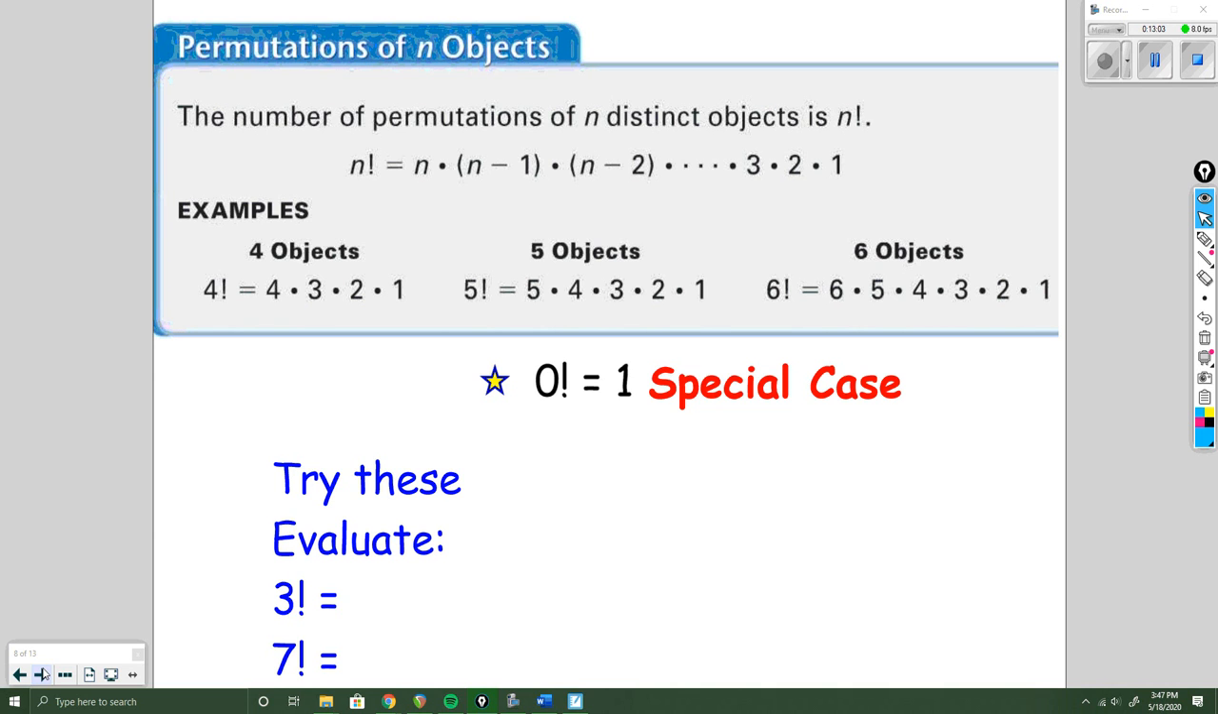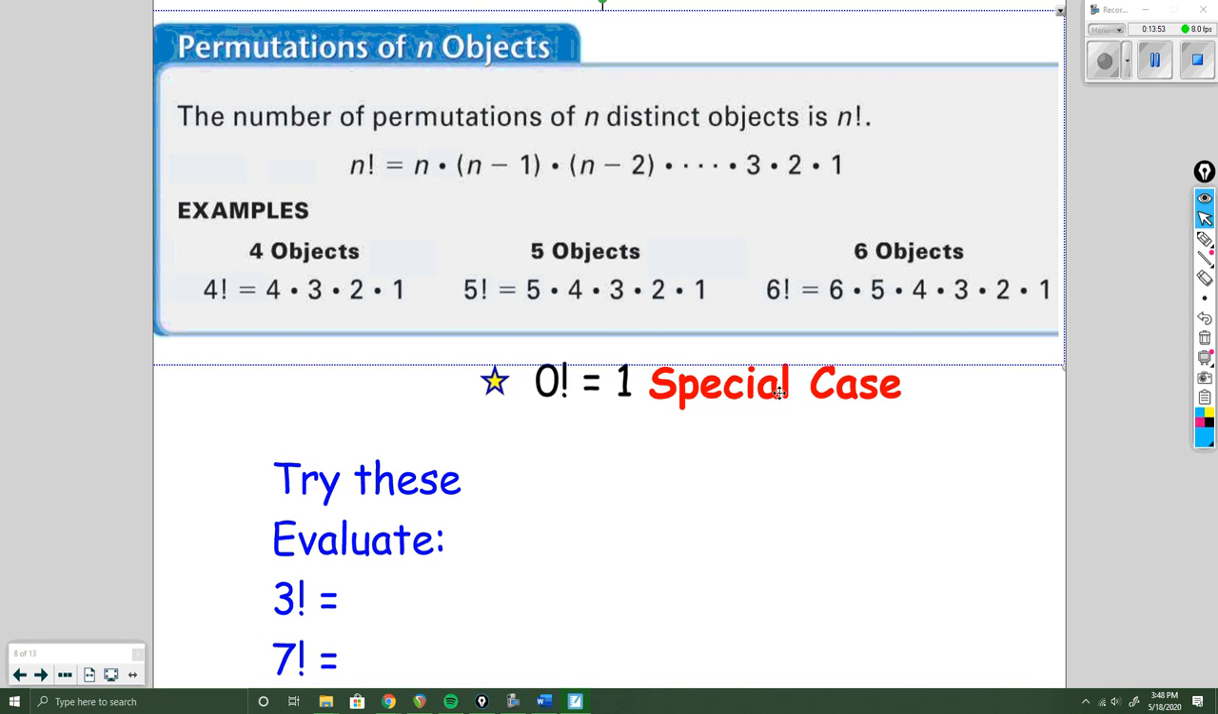All right, so here is one of the definitions for a permutation of n objects. The number of permutations of n distinct, or different, objects is n factorial. All right, so if we have n objects, we could figure out the number of different ways to arrange those n objects by n times n minus 1 times n minus 2, and so on, all the way until we get down to 1. So 4 factorial is just 4 times 3 times 2 times 1, which would be the ways to arrange 4 objects. 5 factorial would be the amount of ways we could arrange 5 objects, and so on.